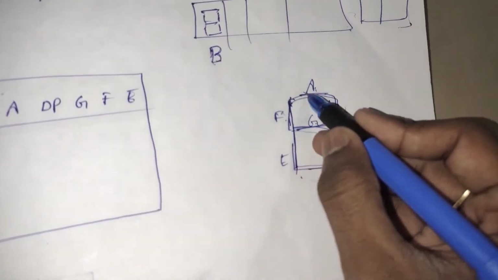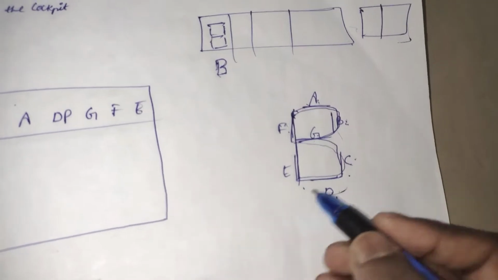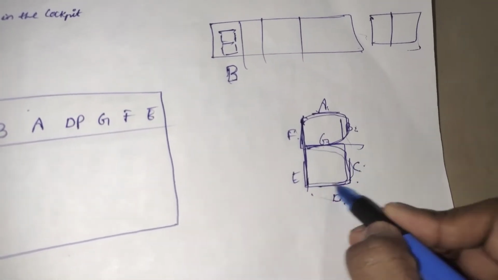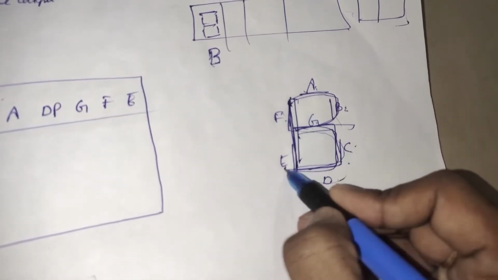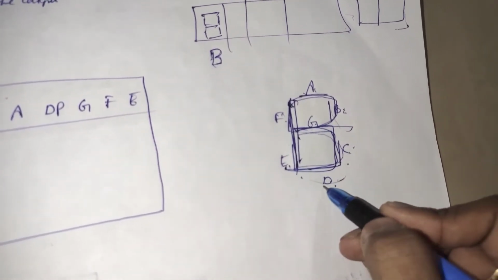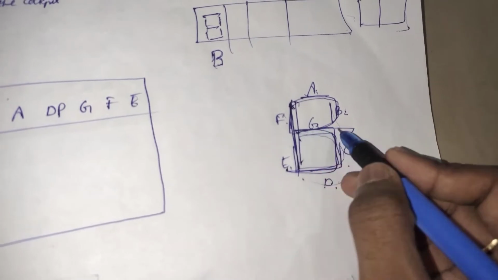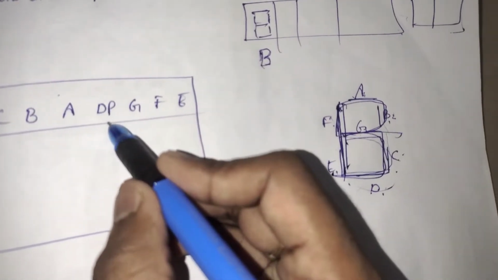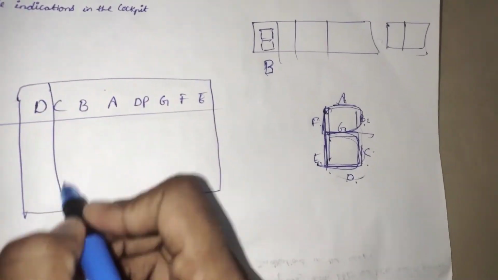For that, it should cover all the segments. So you can take only small b. For small b, it is F, E, D, C, G. It is covering these 5 digits. A and B are left alone, and the DP is always alone.